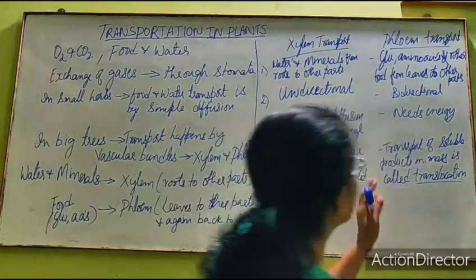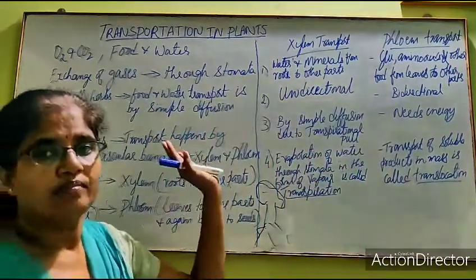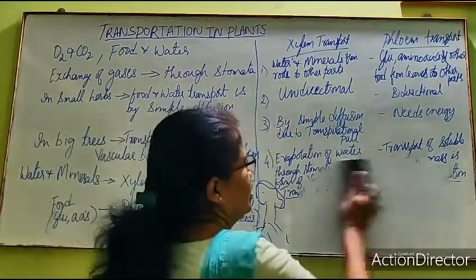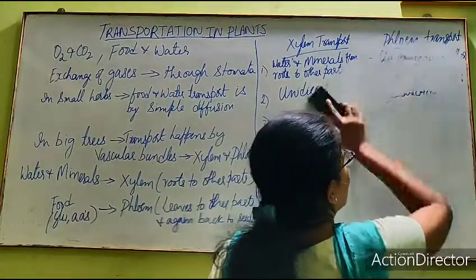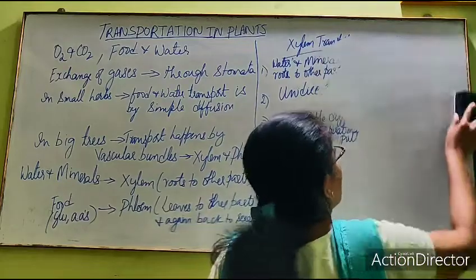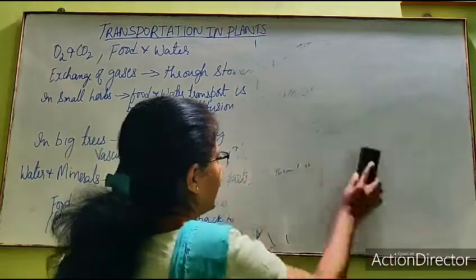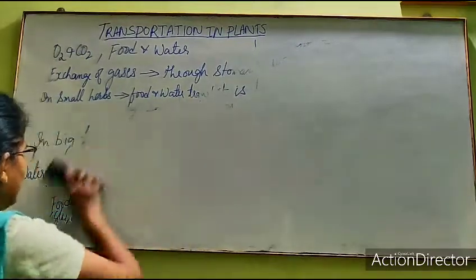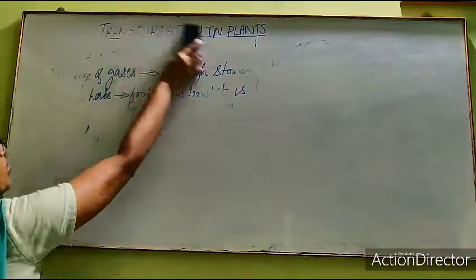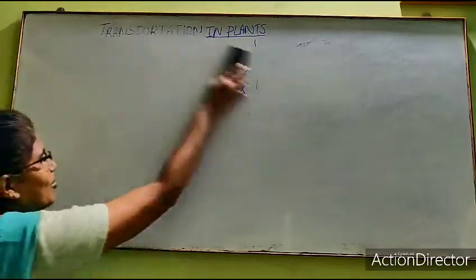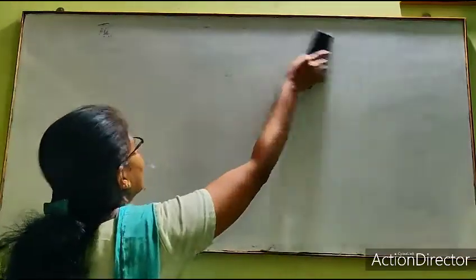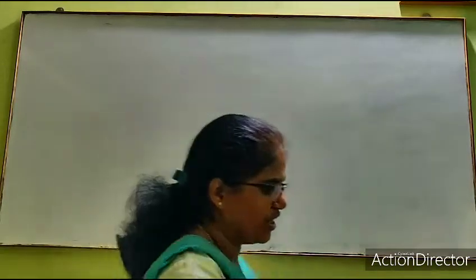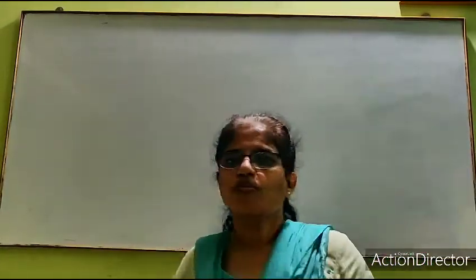Okay, now we have seen how water and food particles get transported in plants. Now let us go to the last life process, that is excretion. We have seen transportation in plants. How does excretion happen in plants? First we will see how excretion happens in plants, then we will go to excretion in human beings.